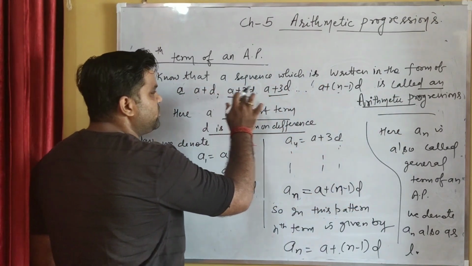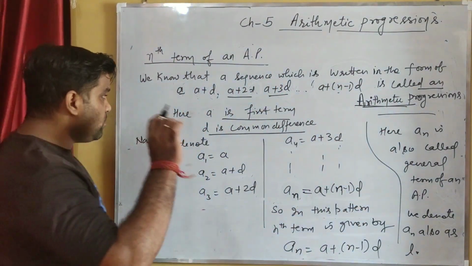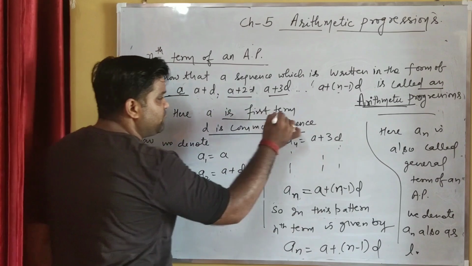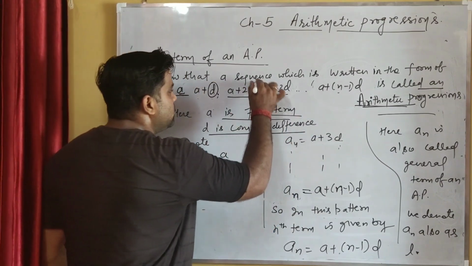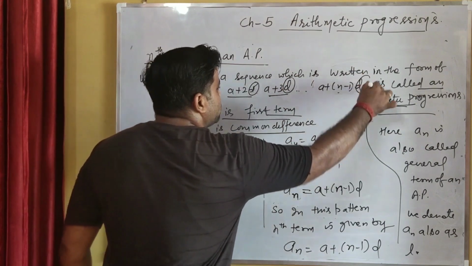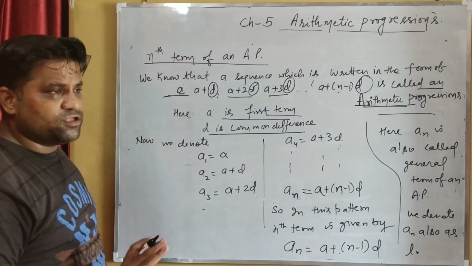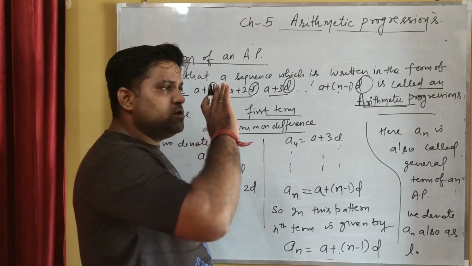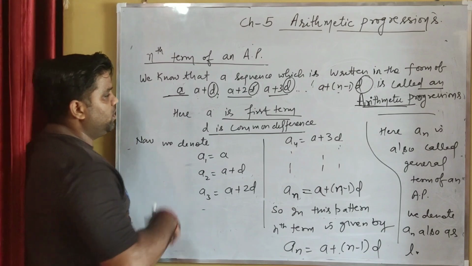A sequence which is written in this form is called an arithmetic progression, as we know. Here A is called the first term. Here D, up to n terms, is called the common difference, which we know how to find by subtracting the previous term from the successive terms.